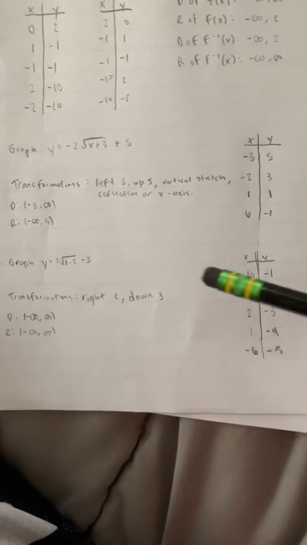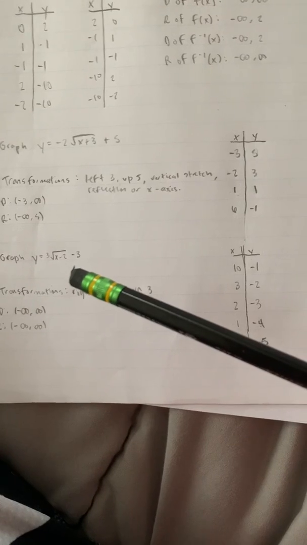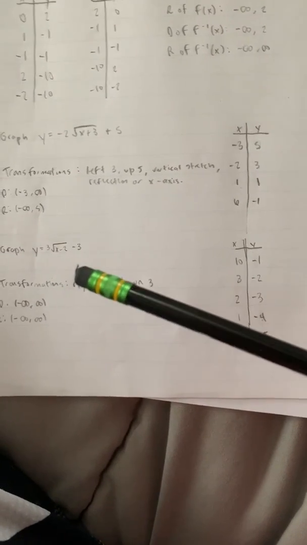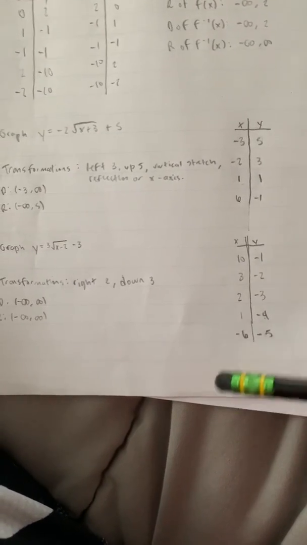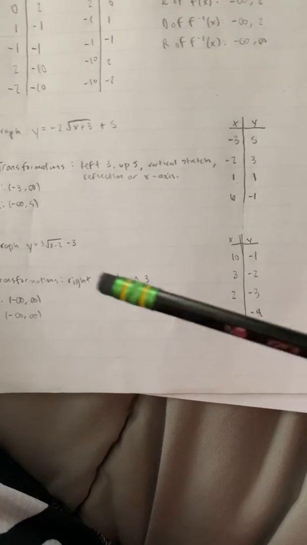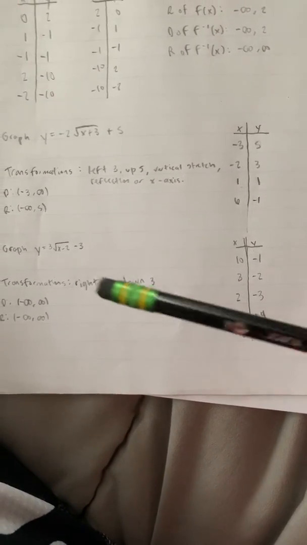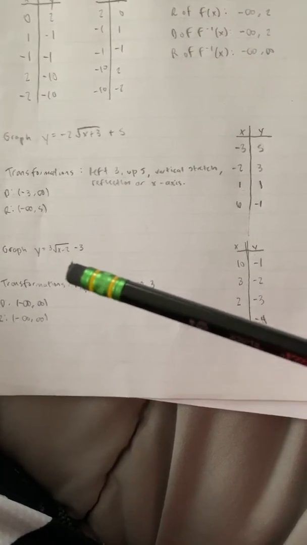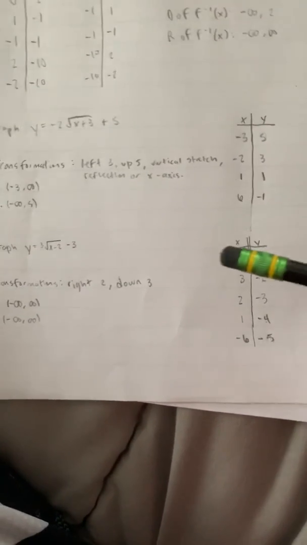Then I plug in for 1. 3 minus 2 is 1. Cube root of 1 is 1. Minus 3 is -2. And then the -1. 1 minus 2 is -1. Cube root of -1 is -1. Minus 3 is -4. And then plug in the 8.